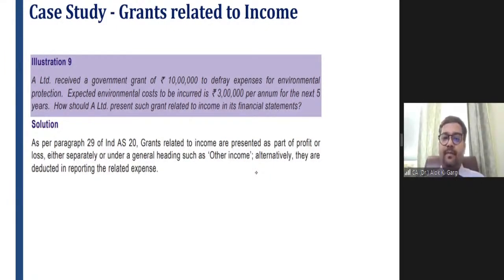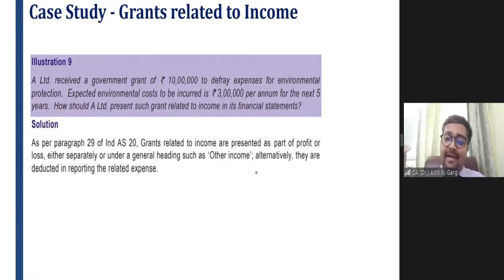Tell me. So in this case, first of all, this 10 lakh has to be deferred and amortized over a period of 5 years. Either this 2 lakh rupees has to be recognized as other income every year, so that in the 5 years 10 lakh will be recognized, and this expense of 3 lakh has to be shown as expense every year. Second alternate treatment, from 3 lakh rupees of expense, this 2 lakh will be reduced and 1 lakh net expense is required to be presented in the P&L.